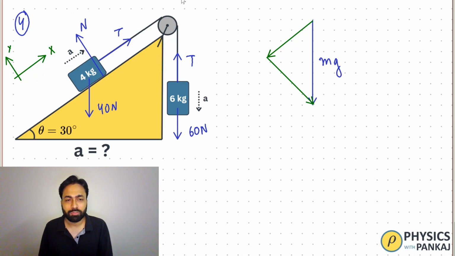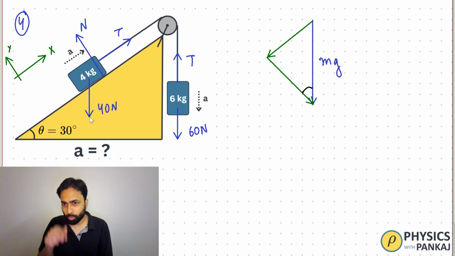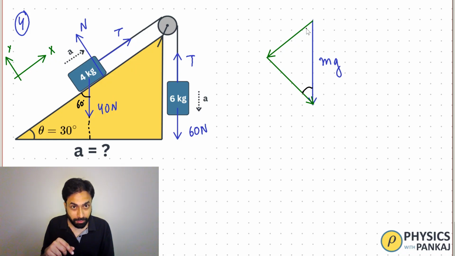Now, if I want to resolve this mg into two components, I would use trigonometry. And to do that, I would require this particular angle. If you look at our previous diagram, if this angle is 30 degrees and our weight is vertical, so if I extend this line, you would see that I have created a right angle triangle. So if this is 30, then this angle should be 90 degrees minus 30 degrees, that is 60 degrees. That means this particular angle right here is 60 degrees. And if that is 60 degrees, that means this would be 30 degrees. That means this angle is same as the angle of incline. So let's call it theta for now.